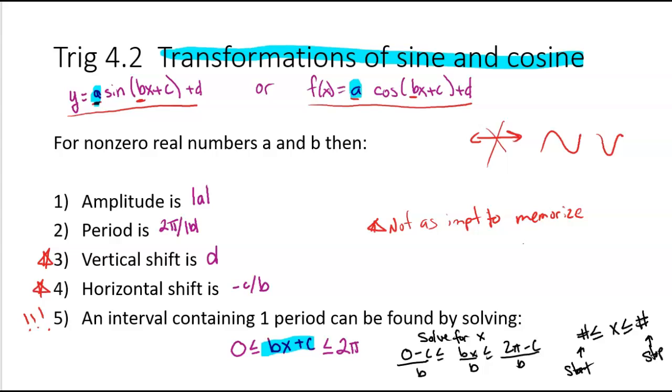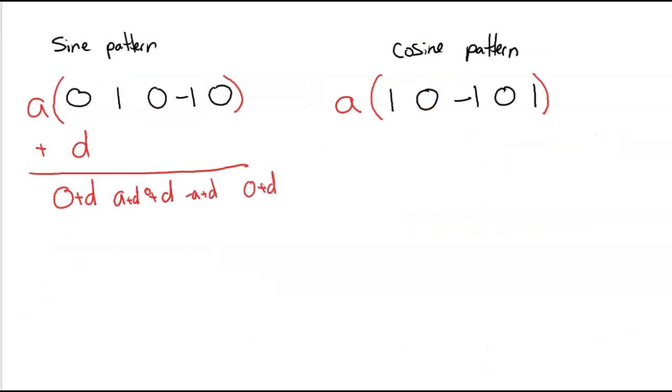Notice that I didn't say amplitude. You're not multiplying it by the amplitude, you're multiplying it by the a value. So you might be multiplying it by a negative number. And again, cosine works the same exact way.